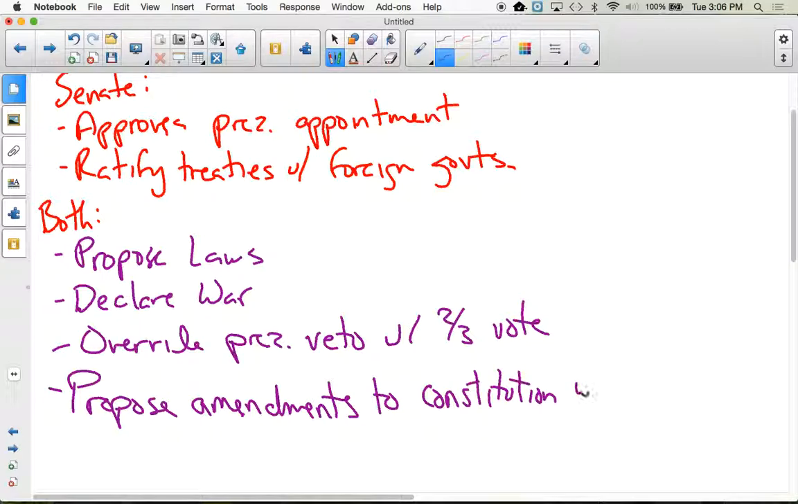Can the president do that too? Nope. Can the president do what? Propose amendments? No. What if he wants to? Can't do it. Doesn't have the job. The power to amend the Constitution begins with the Congress.